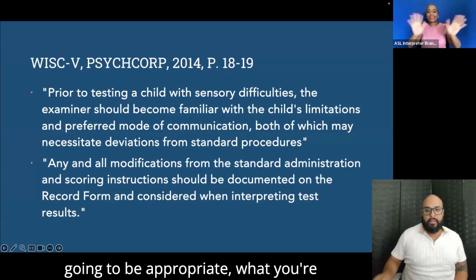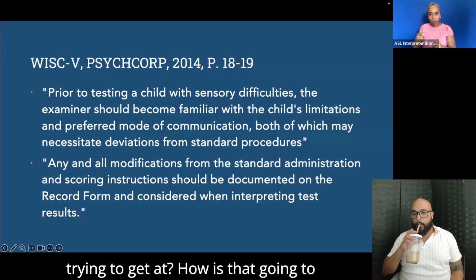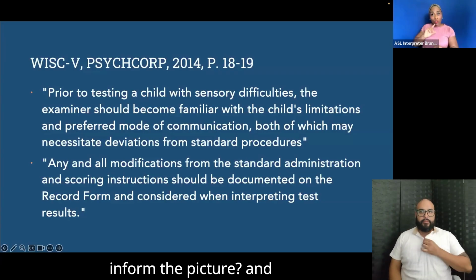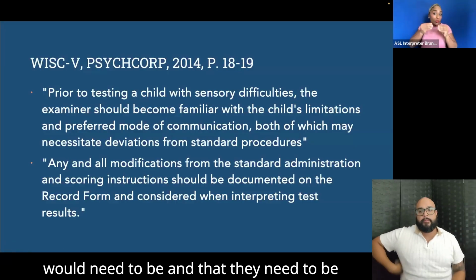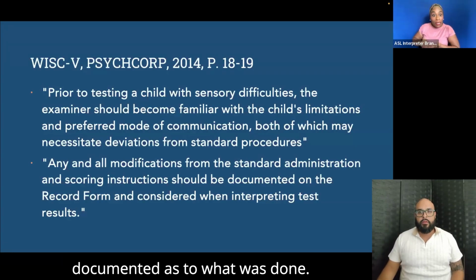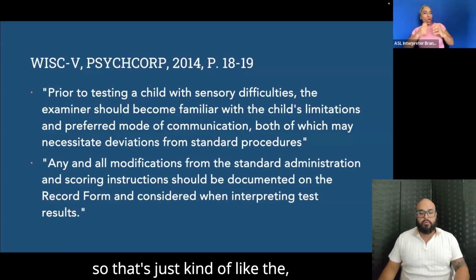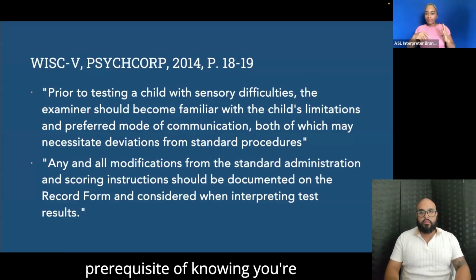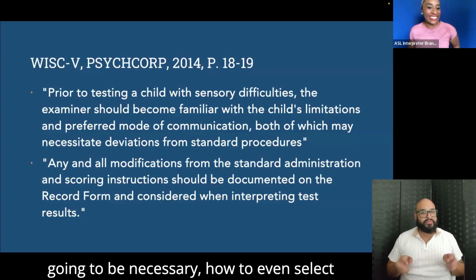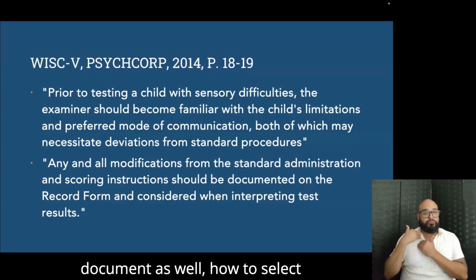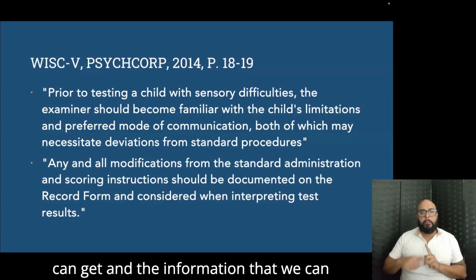You have to think about what tests are going to be appropriate, what you're trying to get from each test. Like, what's the purpose in giving this test? We're not just giving it to give it. What are we trying to get at? How is that going to inform the picture? And what modifications from standard administration and scoring would need to be made, and that they need to be documented as to what was done, and that has to be considered when you're interpreting test results as well. Okay, so that's just kind of the prerequisite of knowing you're testing a kid with a sensory impairment. It's doing your homework on what's going to be necessary, how to even select a test, and that's a section on that APH document as well, how to select appropriate tests, and then how we're going to report the scores that we can get and the information that we can get.